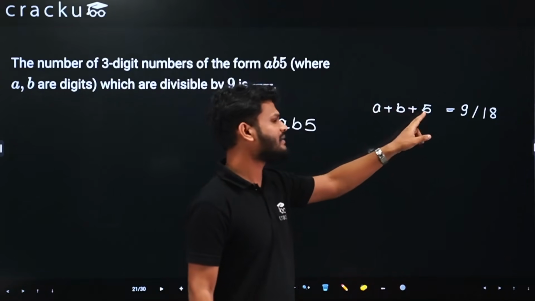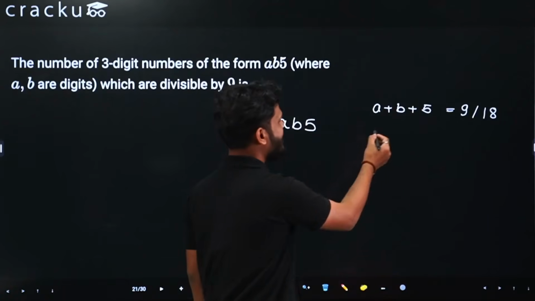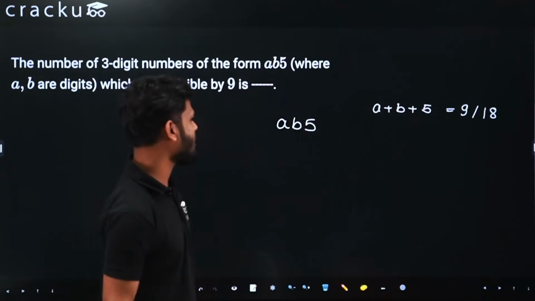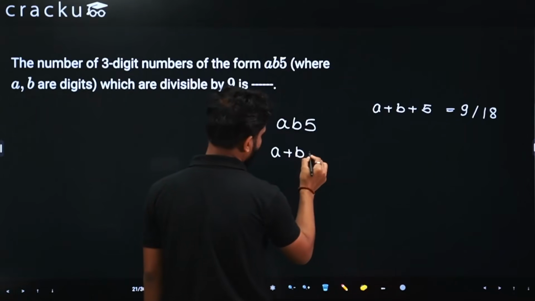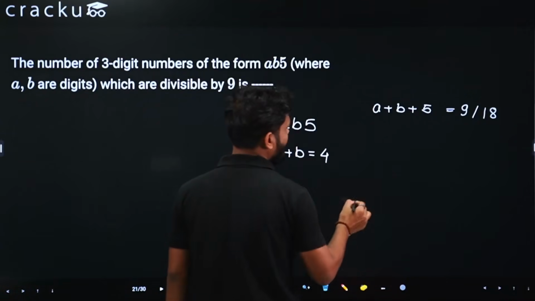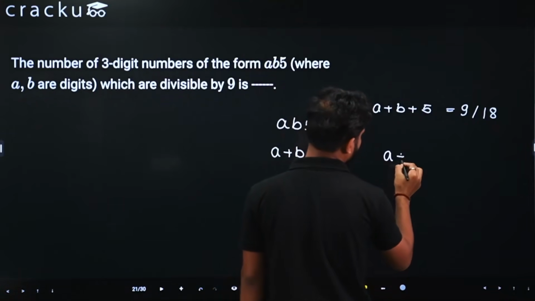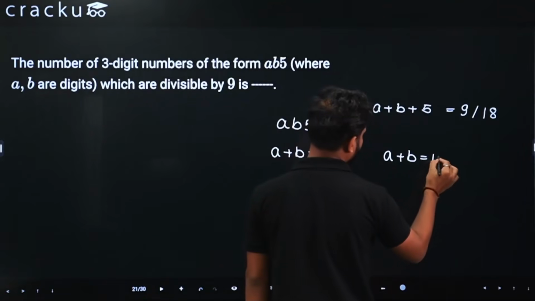So it will never reach 27. So A plus B plus 5 can be either 9 or 18. If it is 9, then A plus B can be what? A plus B can be 4. If it is 18, then A plus B will be 13.